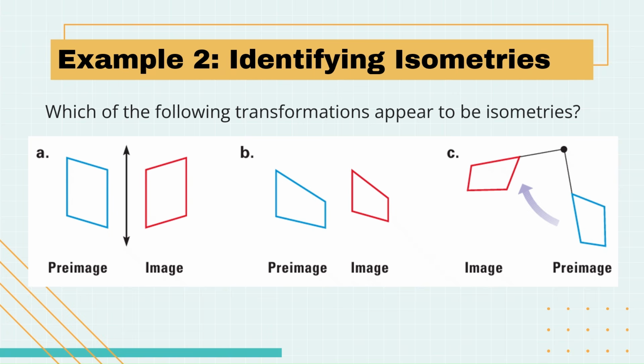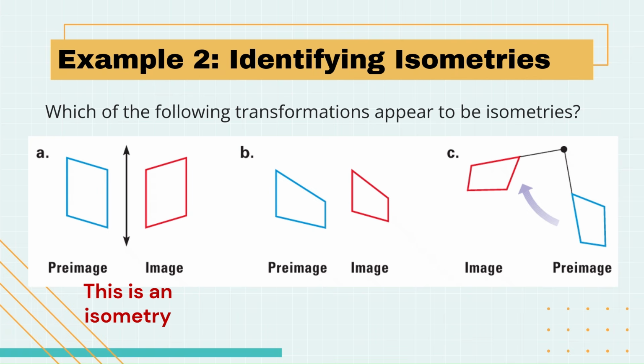So to answer the question, which of the following transformations appear to be isometries, let's go over all of our givens. For letter A, this transformation appears to be an isometry. The blue parallelogram is reflected in a line to produce a congruent red parallelogram.